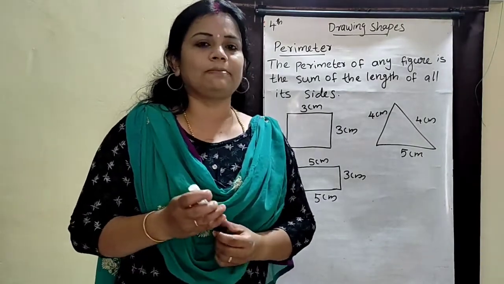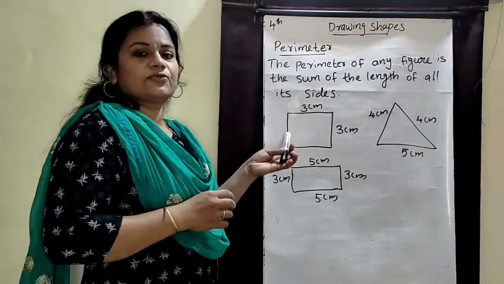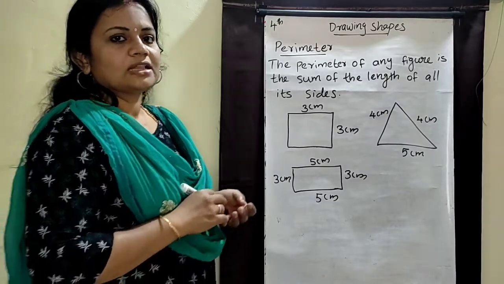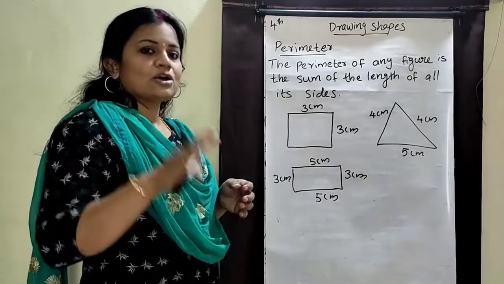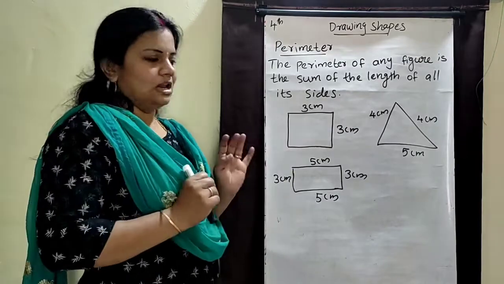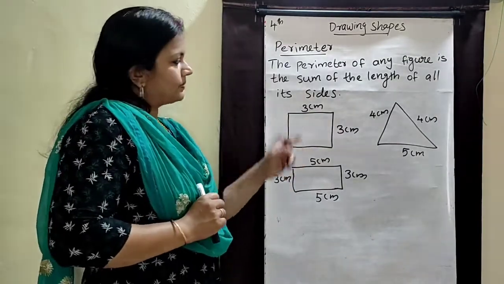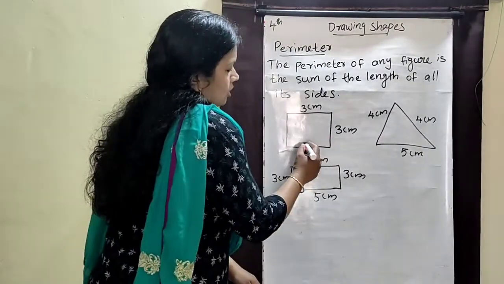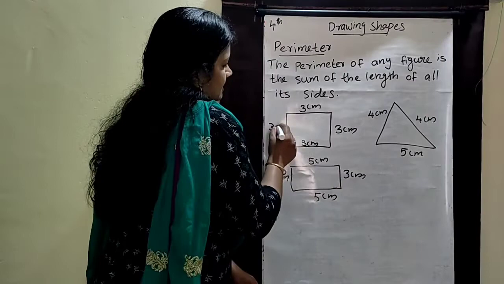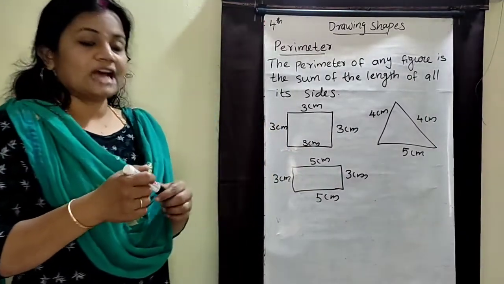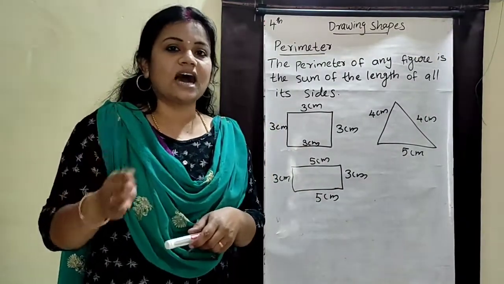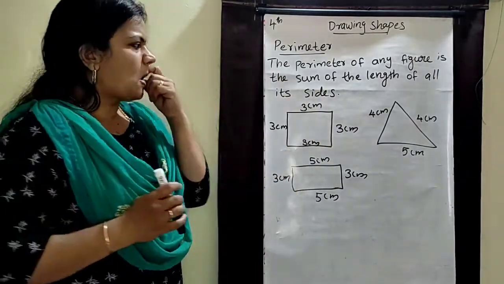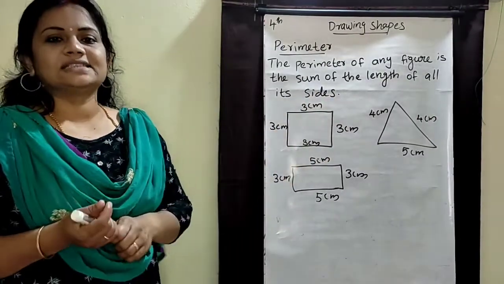To find out the perimeter, look at the first figure. This is the square. The square has four sides, and the four sides are equal. Two sides are given here: 3 cm and 3 cm. Then what are the other sides? Also 3 cm and 3 cm, because a square has four equal sides. Then we got all sides. All sides are 3 cm.